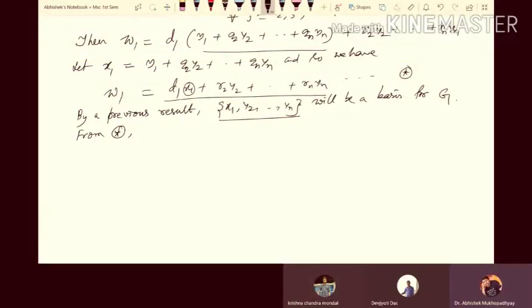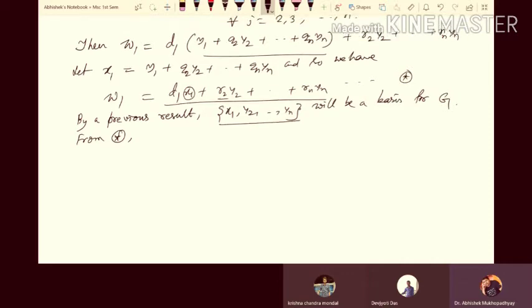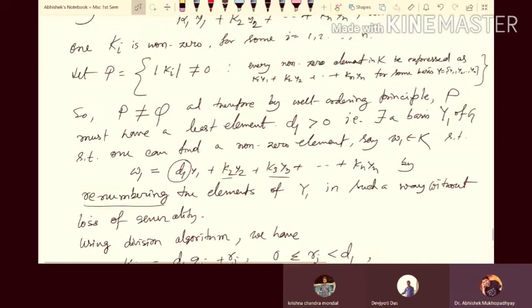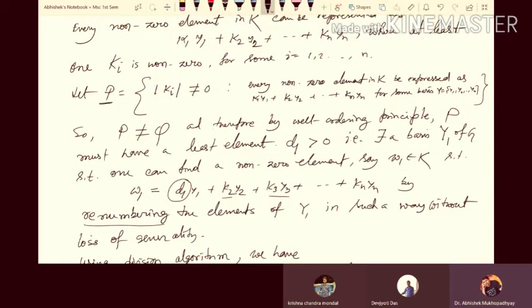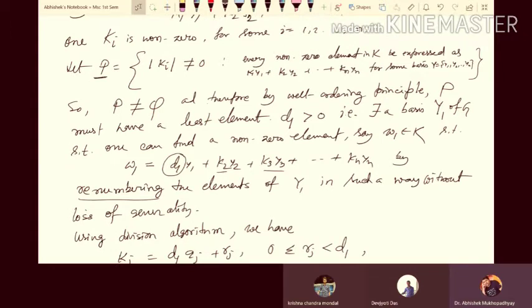So therefore, this is a new basis for G. Now from star, if we see that any one of R1, R3, Rn is non-zero, then this will contradict the least property of D1, because we have already assumed that D1 is the least element of this P, of all bases.